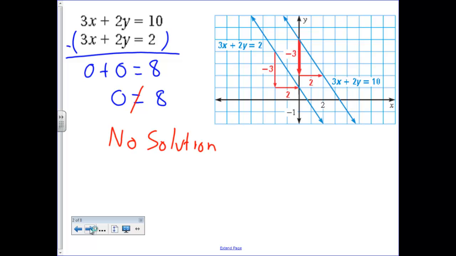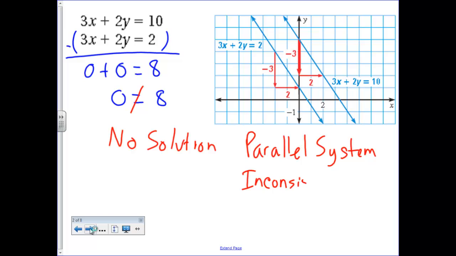solution. Now we can call this a parallel system, or we can call it an inconsistent system.